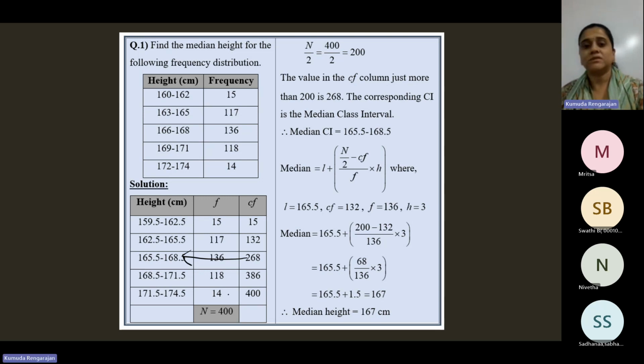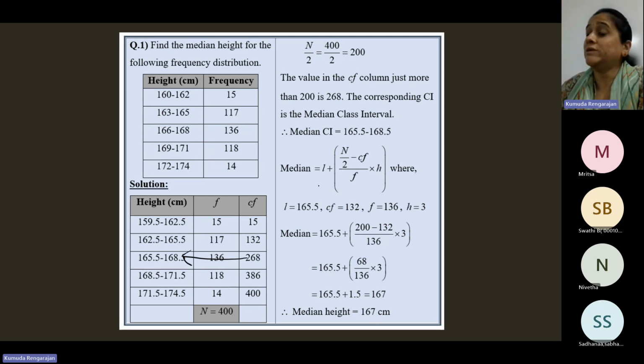Median class interval. Now that's it. Now we can use the formula. So the formula is L plus, I think the pre-work had shared all this with you, so I'll tell you what the symbols stand for. Median is equal to L plus (n by 2 minus CF) by F into H.